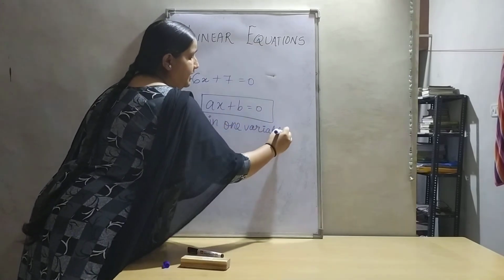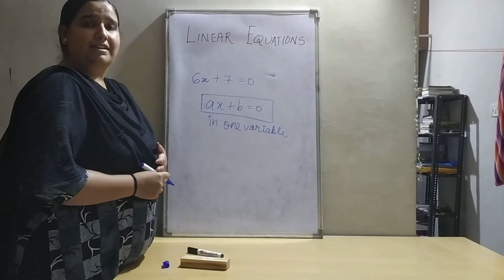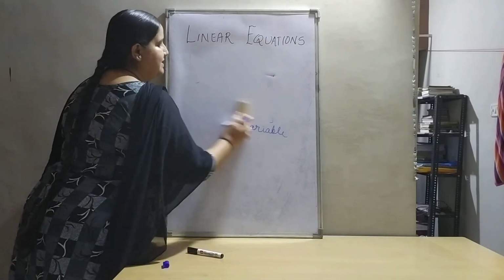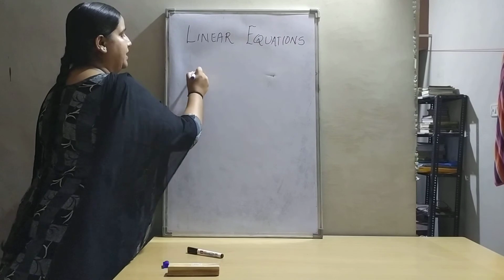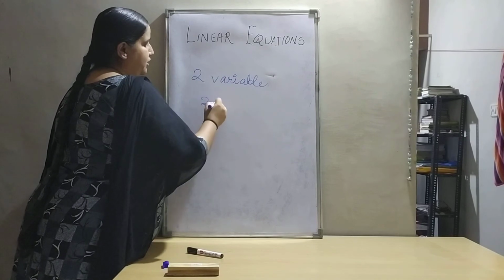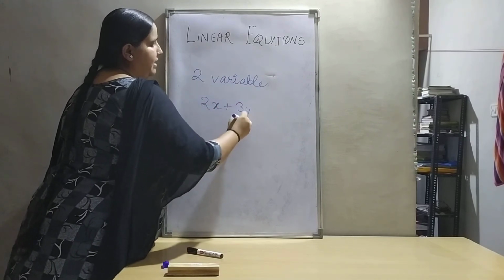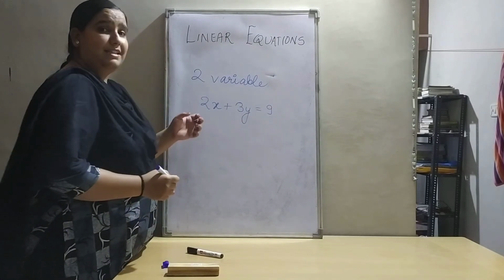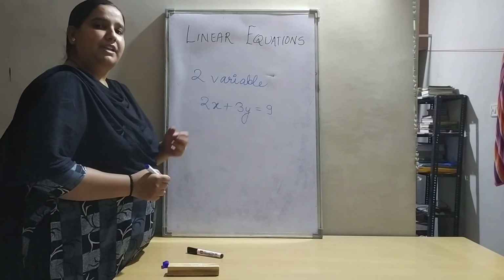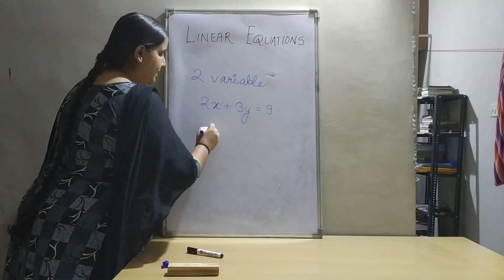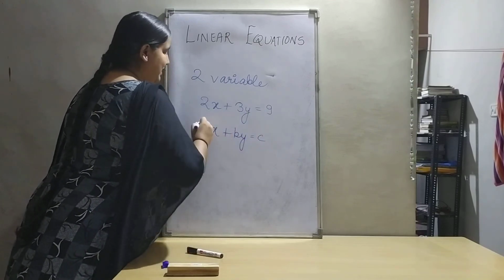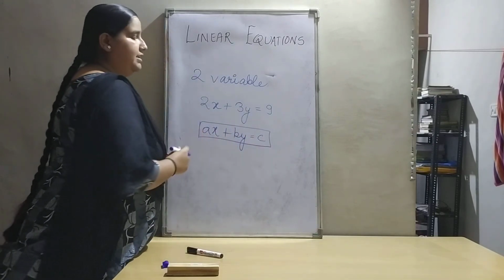There is one more type of linear equation, that is the linear equation in two variables. What are examples of a linear equation in two variables? If I write it in two variables, it will be 2x plus 3y is equal to 9. This is the linear equation having two variables, x and y. The general form of a linear equation in two variables is ax plus by is equal to c.